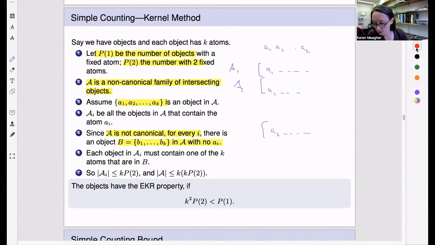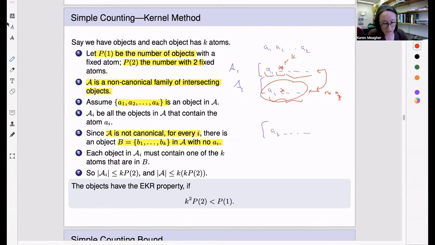Somewhere in here, there's a set that has no a_1. Everybody in here has to intersect with this guy. So there's some element that has to be in both of them. This guy has k elements in it. So there's k choices for this. So all the guys in A_1 have a_1, some k guy from over here, and then the rest of it.